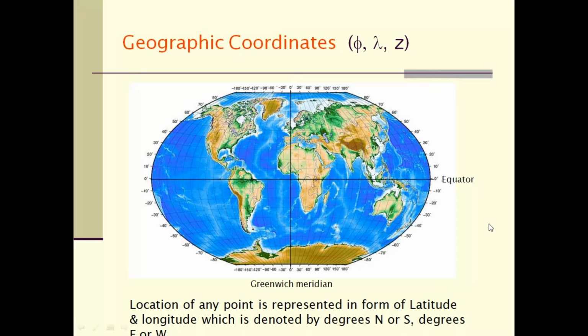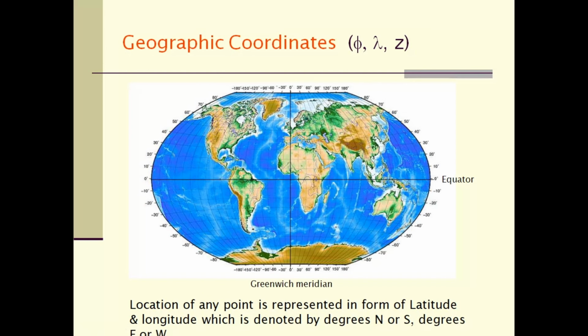So this one is where the longitudinal value changes and this one is where your latitude value changes, and the angle is calculated from the Greenwich Meridian. And for latitude, 0 is the equator. Everybody knows, I think.